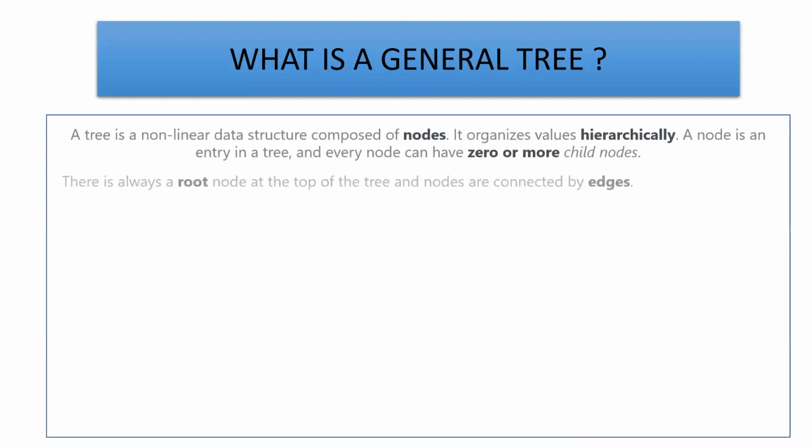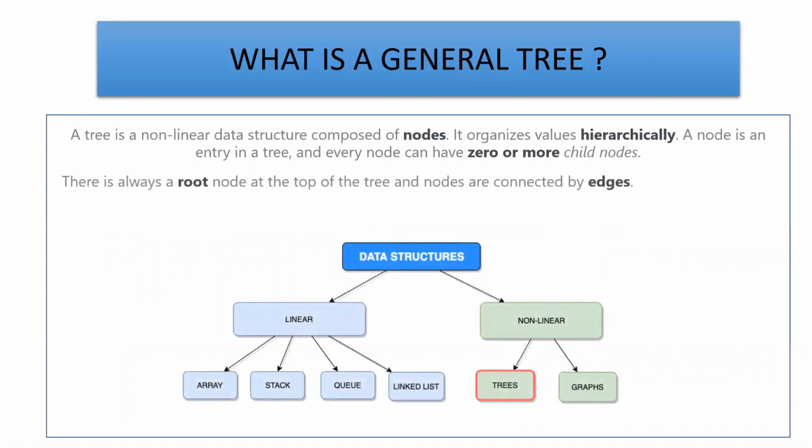So what is meant by a general tree? Tree is nothing but what? It is a collection of different nodes. In general tree, each node is going to contain 0 or more child nodes. There is always a root node at the top of the tree, and each and every node is connected by the edge.